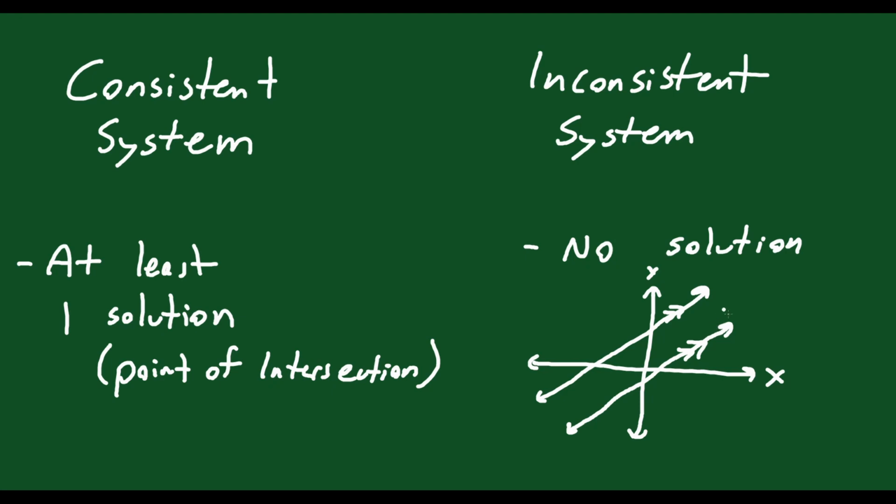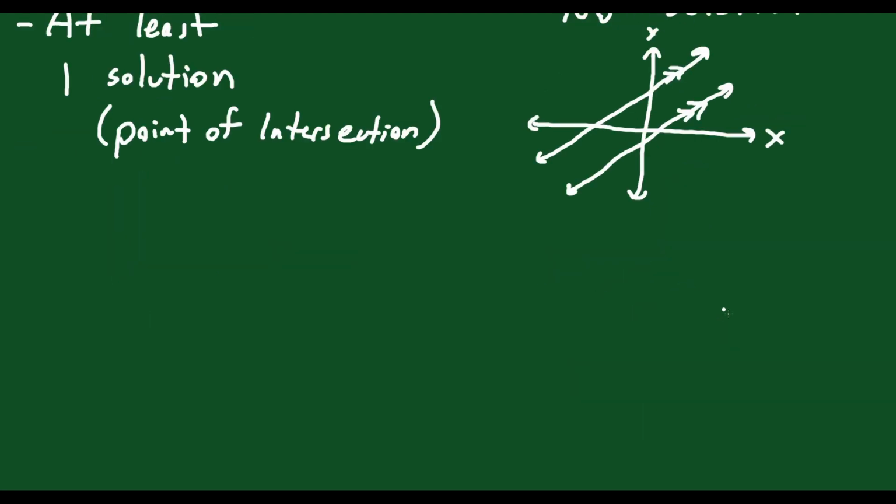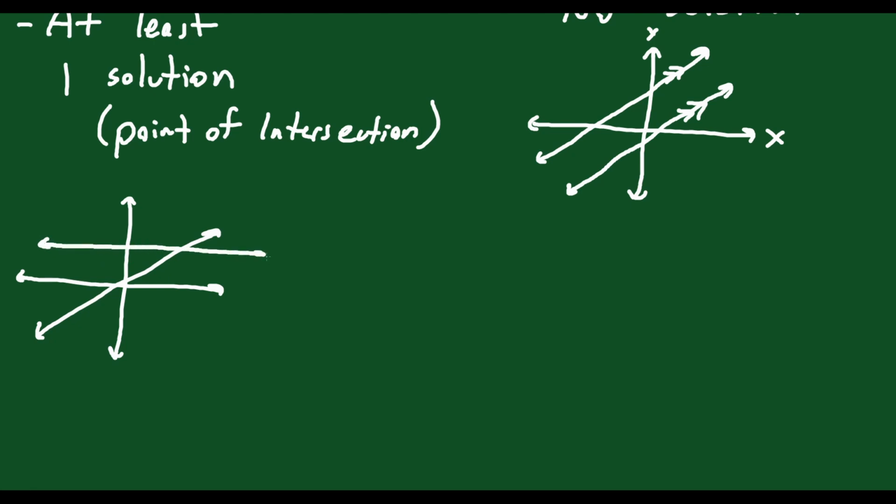Whereas a consistent system, a system that has at least one solution, would look something like this. You'd have a line that's going like that, and then a line that's going like that, and then you can see they cross at some point. But a consistent system says at least one solution, so it doesn't have to be one, it can be more than one. So how could you have multiple points of intersection? How could you cross at more than one point when you're talking about two straight lines?